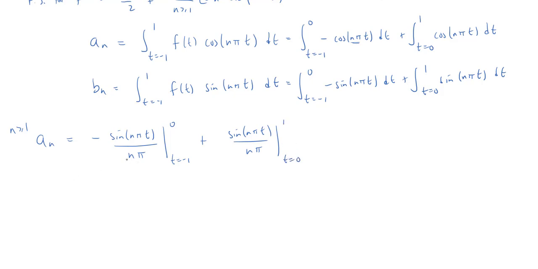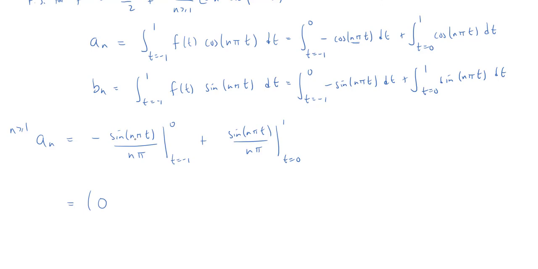Again, you can see I don't want to be dividing by 0, so I'm going to have to handle the a0 case separately. All right, well, when t is equal to 0, the sine is nothing, so nothing to do there. When t is -1, I get sine of negative n pi.